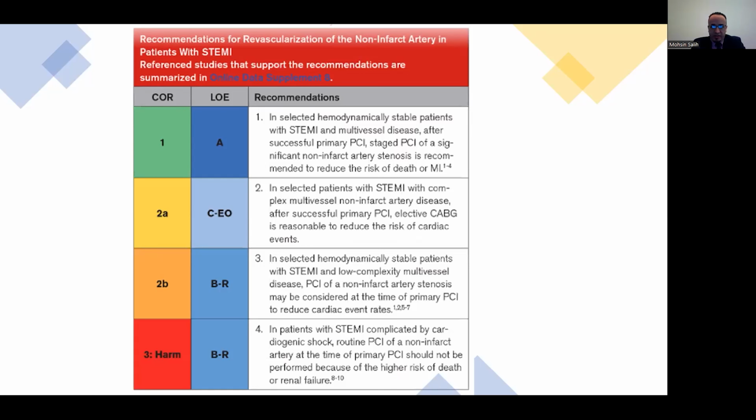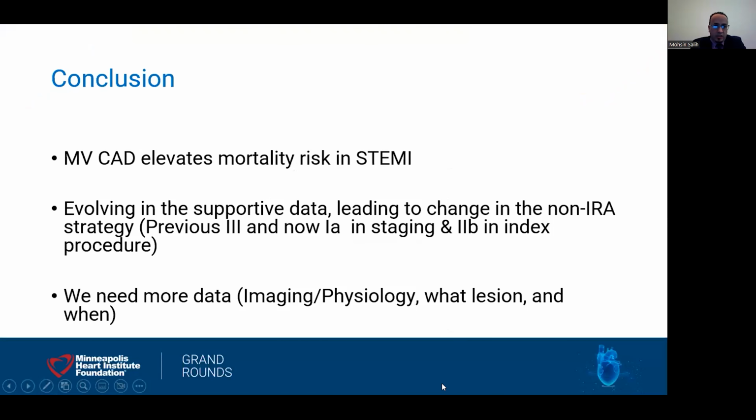In conclusion, multivessel coronary artery disease elevates mortality risk in STEMI, evolving in the last decade, leading to a change in strategy, and the guidelines changed from harm to reasonable, with more data regarding imaging and physiology to evaluate those.